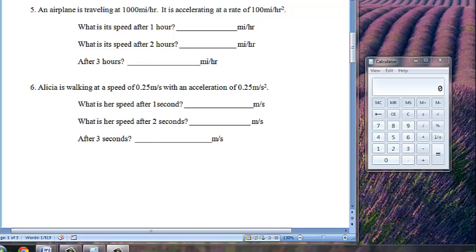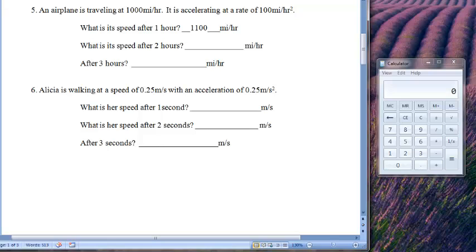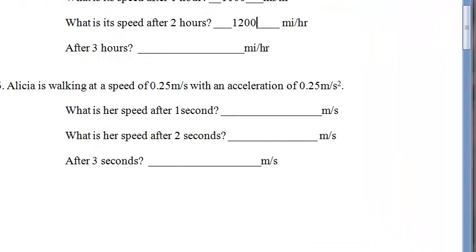So if its initial speed was 1,000 miles an hour, what was its speed after 1 hour? It should be 1,100 miles per hour. You think about the initial speed, 1,000 miles per hour, and you add the acceleration rate for an hour, which is 100 miles per hour. After 2 hours, we would have to add another 100 miles per hour. So now the speed would be 1,200 miles per hour.